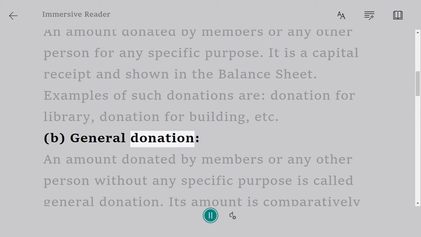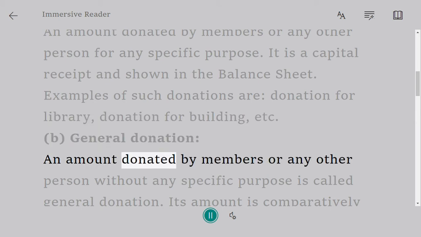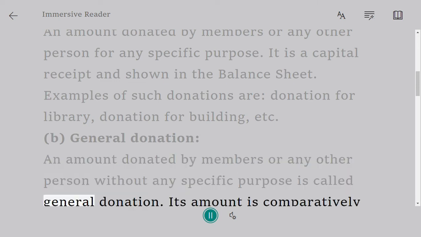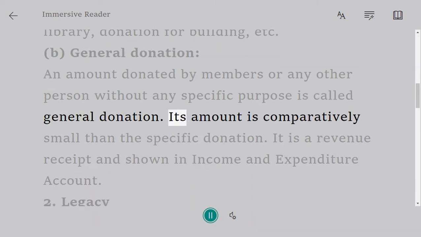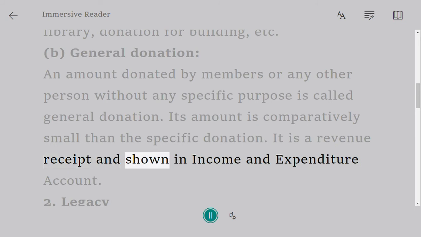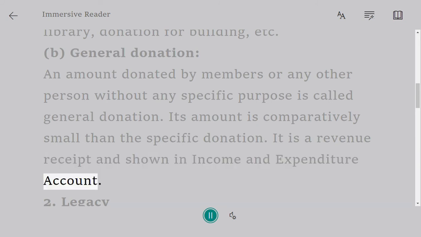B. General donation. An amount donated by members or any other person without any specific purpose is called general donation. Its amount is comparatively smaller than the specific donation. It is a revenue receipt and shown in the income and expenditure account.